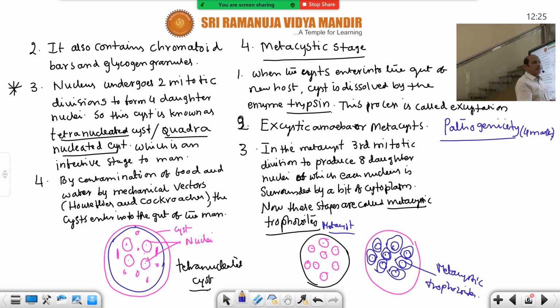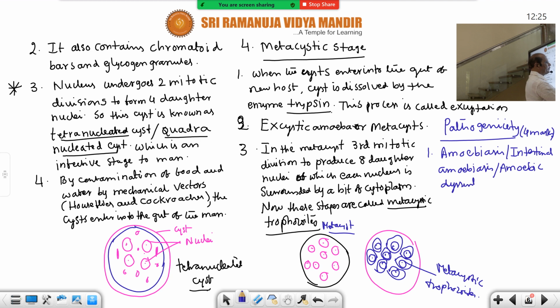Pathogenicity means disease. The disease caused by this parasite is called amoebiasis. This amoebiasis is intestinal amoebiasis, or they can also say amoebic dysentery. This is the first pathogenic symptom. And secondly, the symptom of amoebic dysentery is blood and mucous motions.